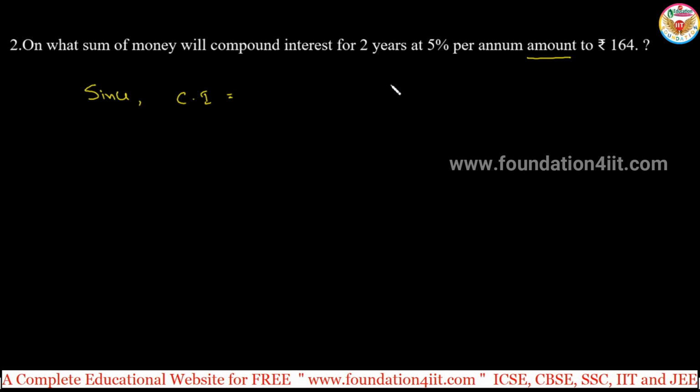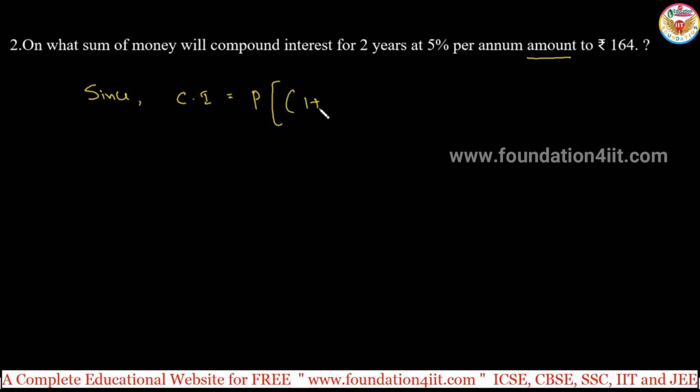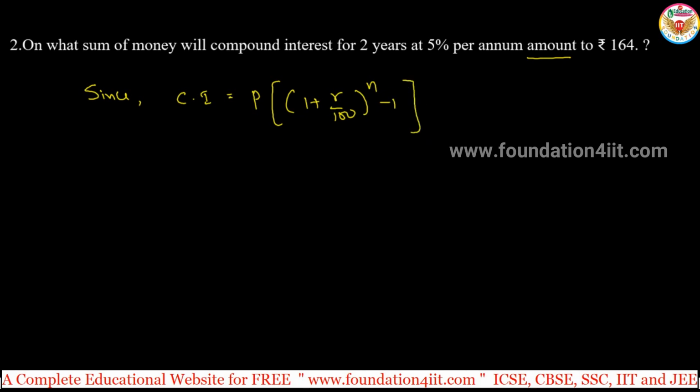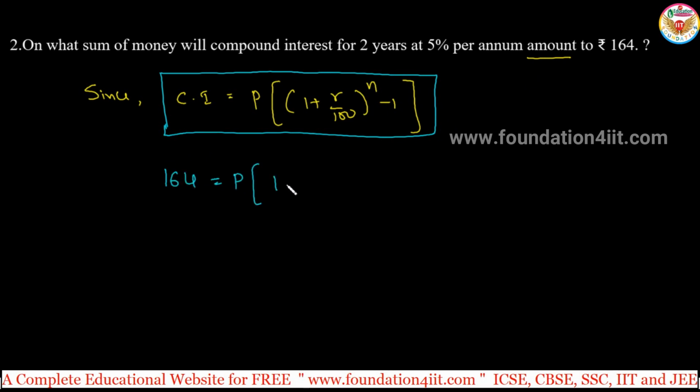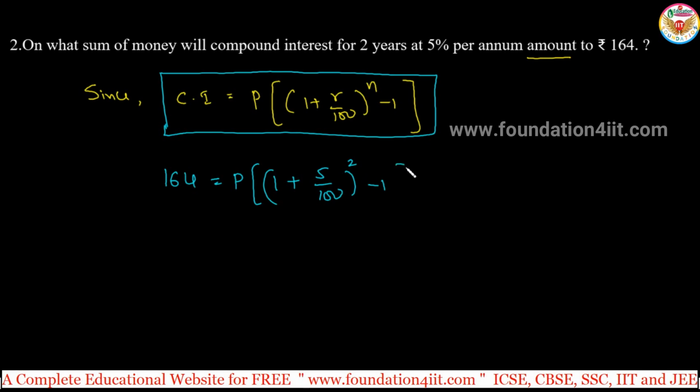Okay, this we can take. Now compound interest is equal to, the formula you know already, that is P into, in the bracket, 1 plus R by 100 to the power n, minus 1. This is the formula for compound interest directly. Should not get confused. Here 164 is the compound interest. So 164 is equal to P into 1 plus R by 100, R is 5 by 100, to the power n, 2 years, minus 1. This is what you need to calculate.